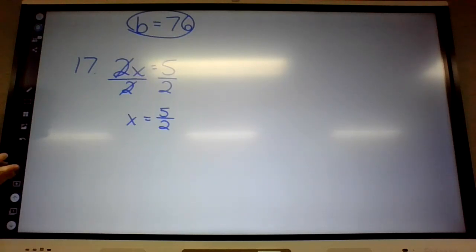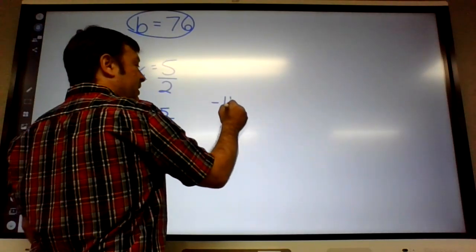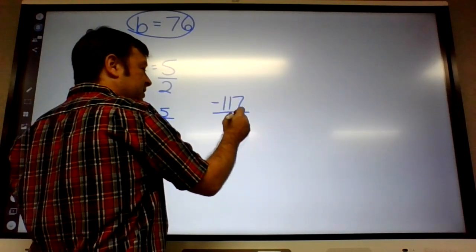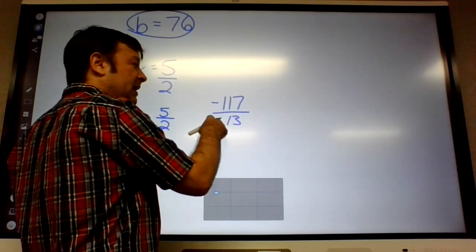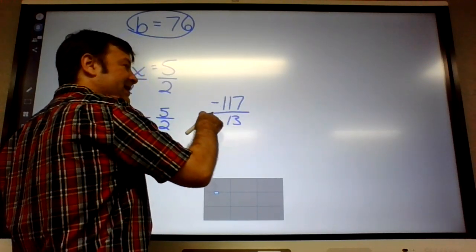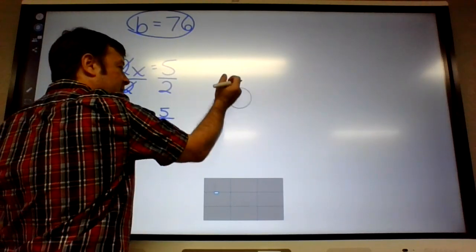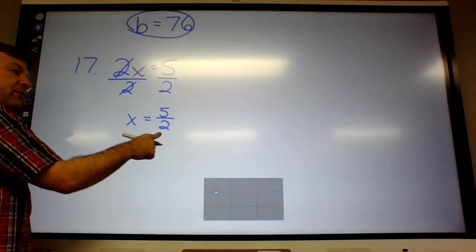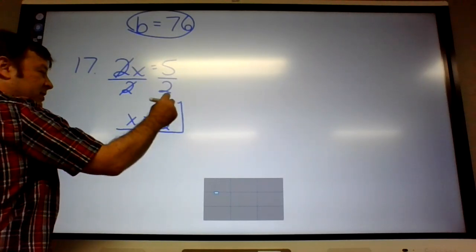This is how our book does it, and it's definitely the easiest way. Because if we get, let's say, negative 117 divided by 13 or something, this is not a nice answer. And I don't want you guys putting weird decimals that you have to round off. This is an exact answer, and you don't have to change it to a mixed number. So this is my preferred answer. If you put 2.5, would I count it wrong? No, I'm not quite that picky.